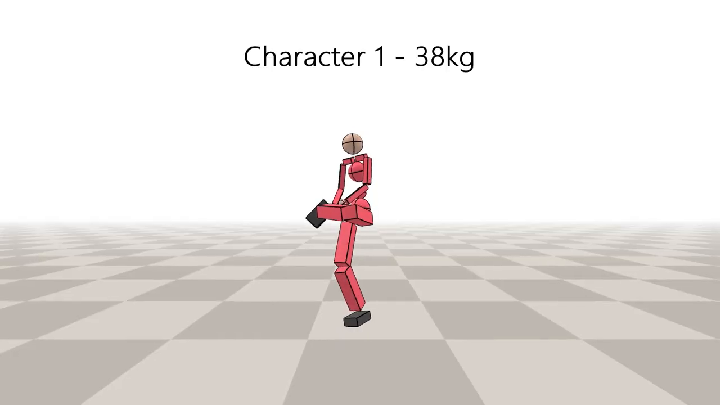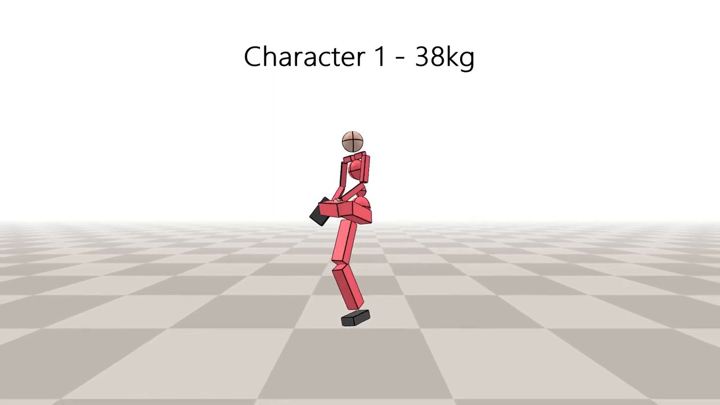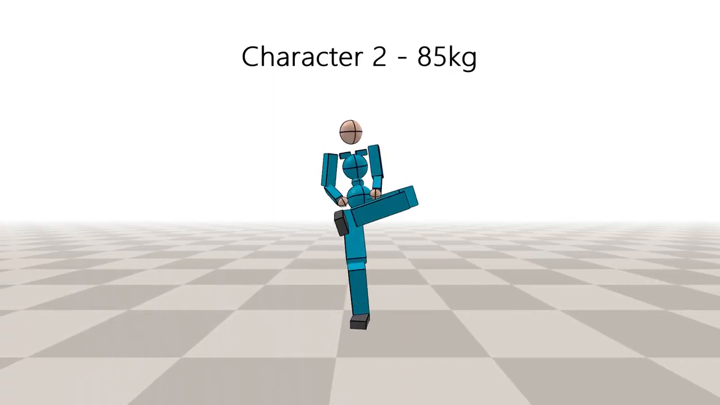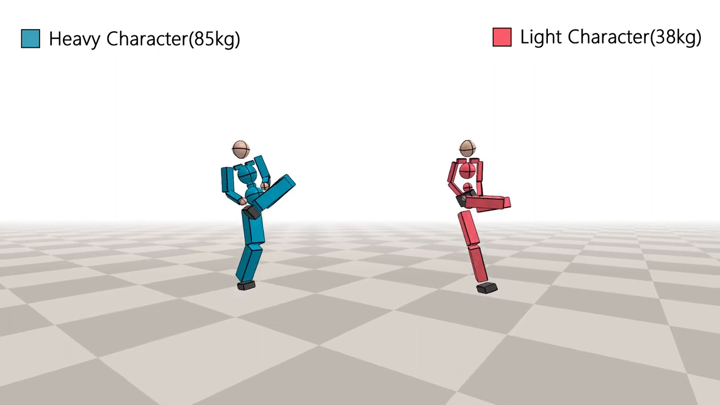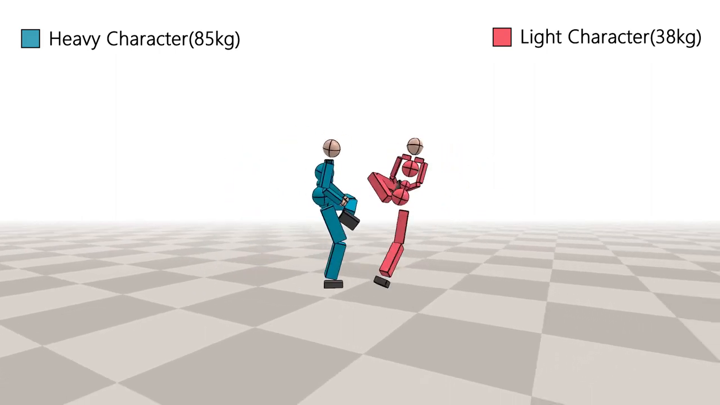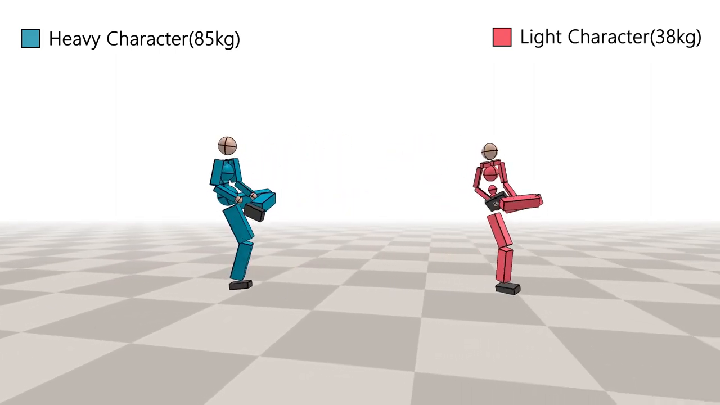We also learn to hop to chicken fight. The red character is 38 kilograms, whereas the blue character is 85 kilograms. Our compliant control can predict how mass distributions affect full body movements.